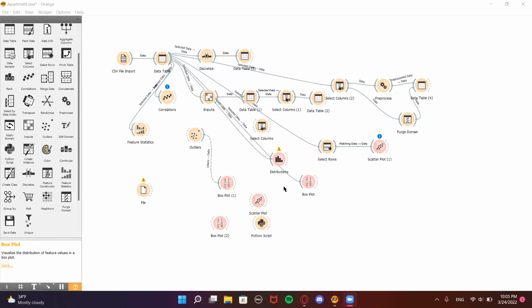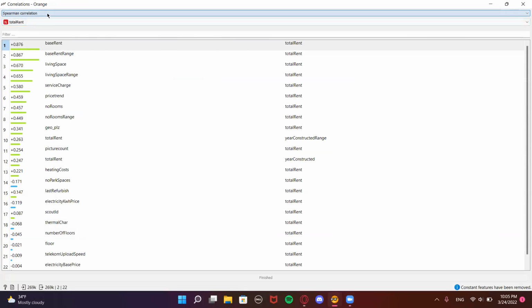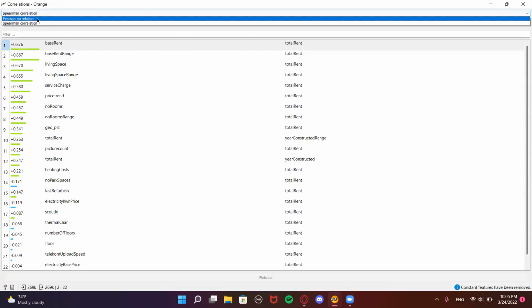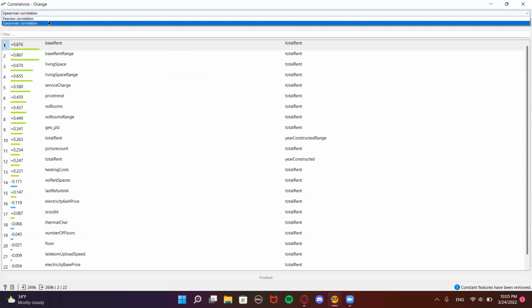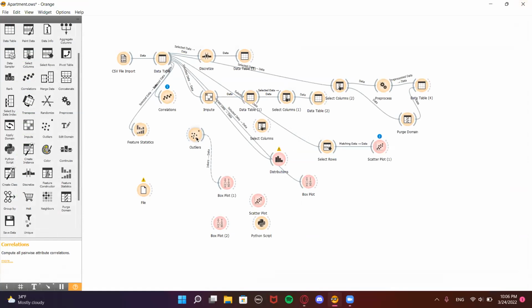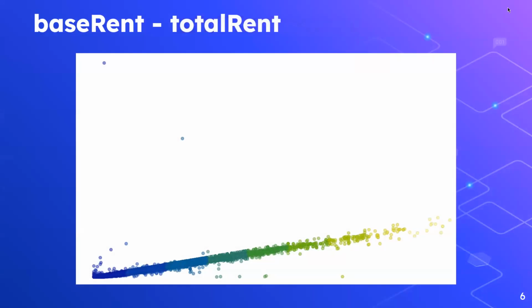Okay, can you see it now? Yes. I used this widget, correlations, and here we can select either Pearson or Spearman. Okay, thank you for sharing this so everybody would understand how you use it.